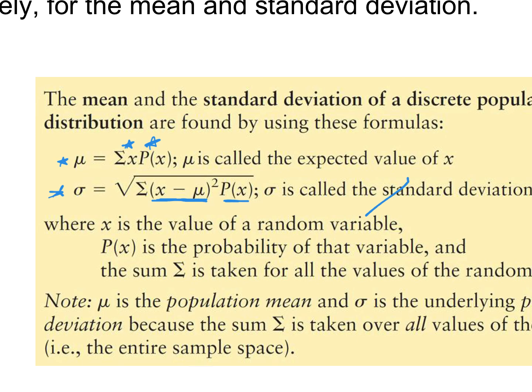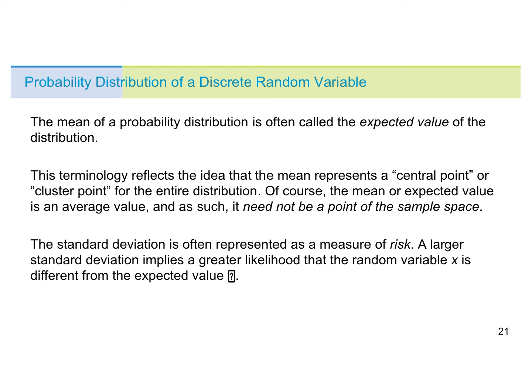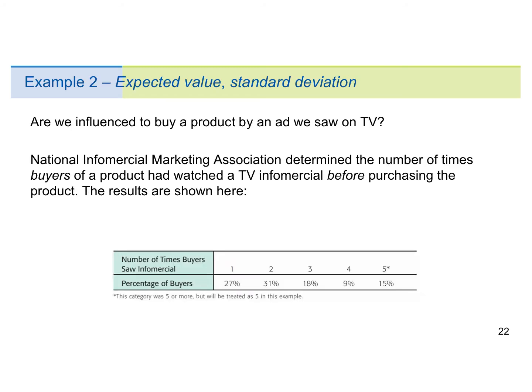Now, you've done many a chart in this class, and this is going to be another chart, and it's not very bad. So let's take a look at an example. The example for the day says this: are we influenced to buy a product by looking at an ad on TV, an infomercial? The National Infomercial Marketing Association determined the number of times buyers of a product had watched a TV infomercial before purchasing the product. And here are the results.